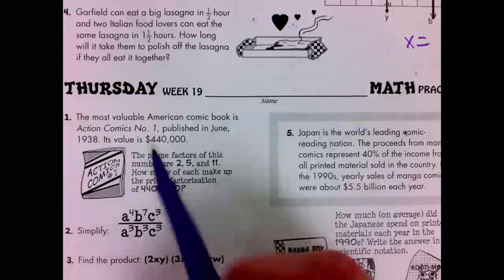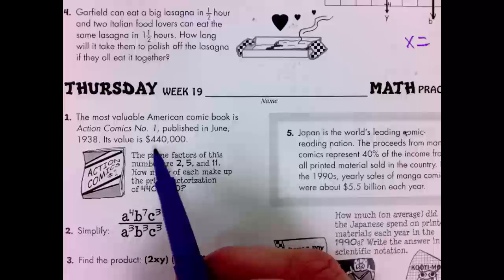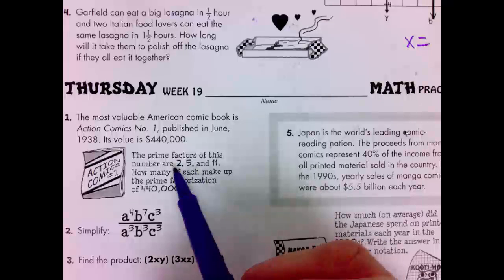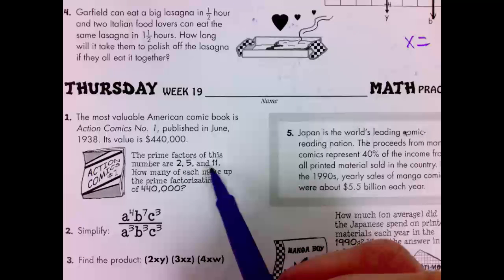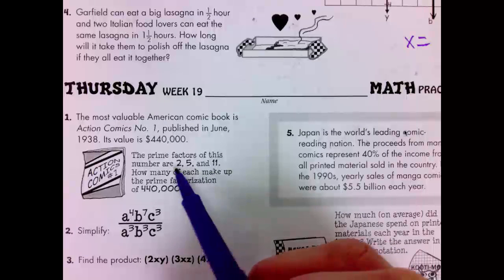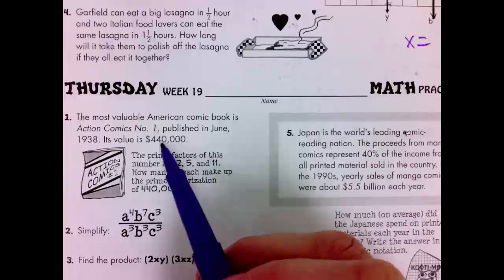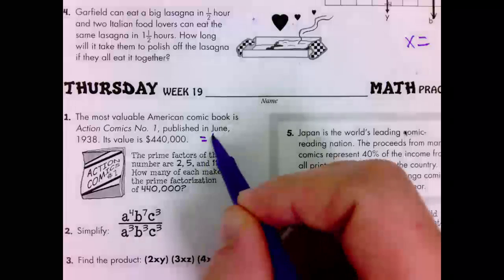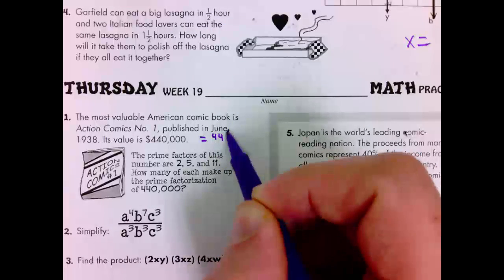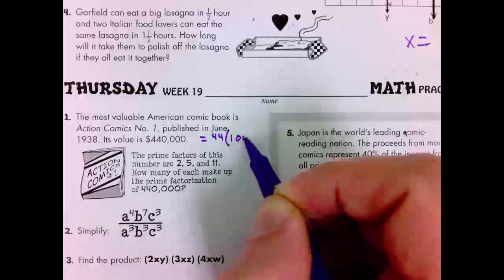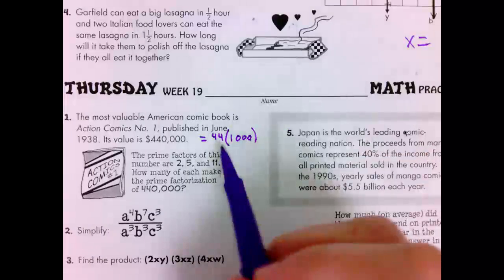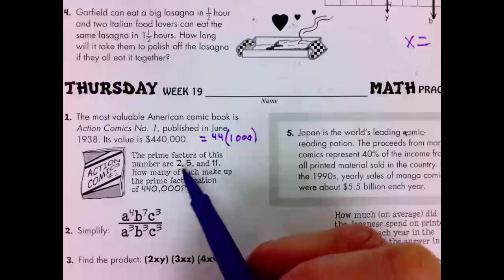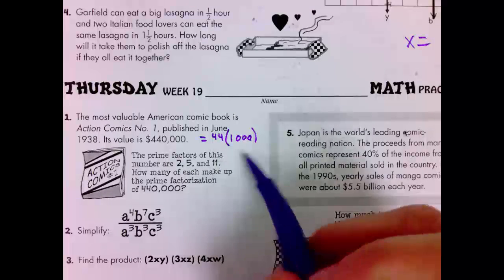Number 1 is asking us to prime factor 440,000. Well, they're telling us there will only be 2s, 5s, and 11s. Well, I know 2 times 5 is 10. I can easily see that I have a lot of zeros here. I know that 440,000 is equal to 44 times 1,000. Okay, start there. Now consider breaking each one of these numbers up into 2s, 5s, and 11s through multiplication.